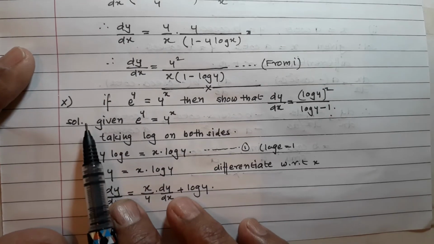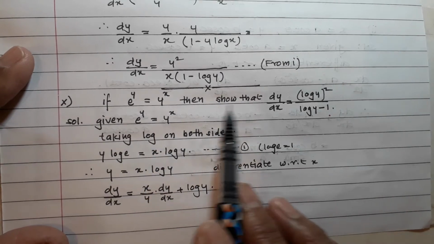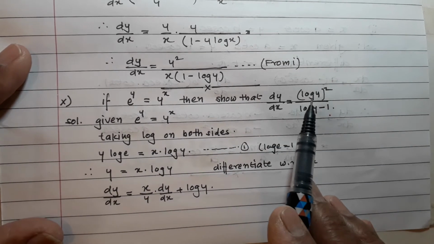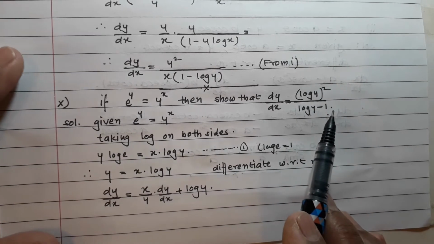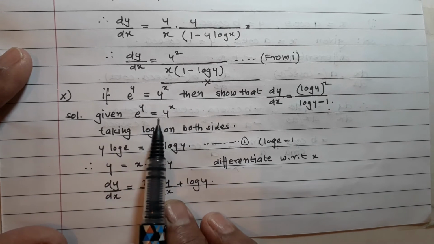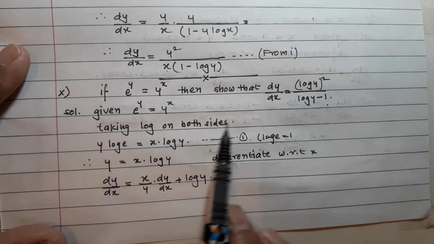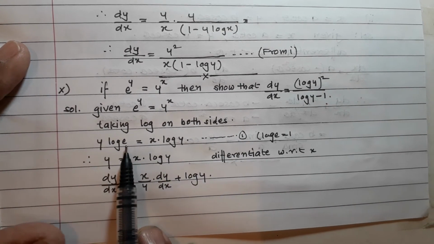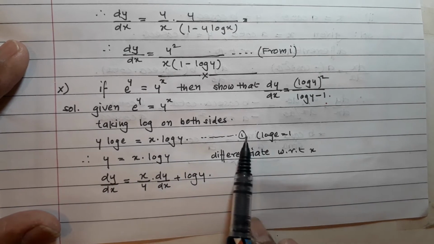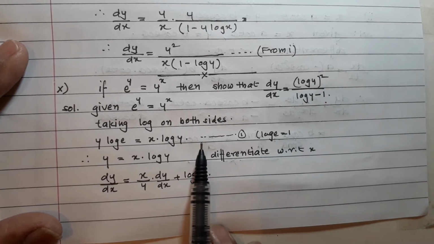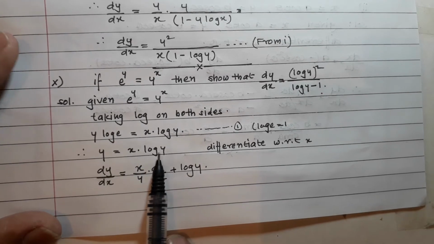Next, question number 10. If e raised to y is equal to y raised to x, then show that dy/dx is equal to log y square upon log y minus 1. Given e raised to y is equal to y raised to x, taking log on both sides, y log e is equal to x into log y. Here log e is equal to 1. Suppose this is equation number 1, and therefore y is equal to x log y.